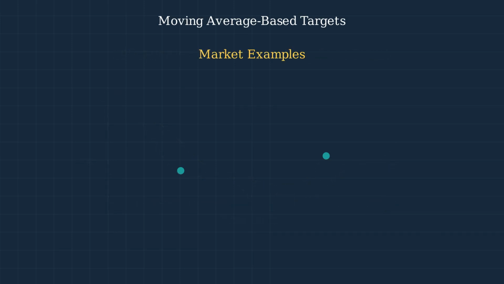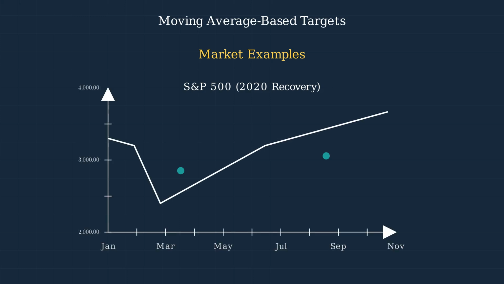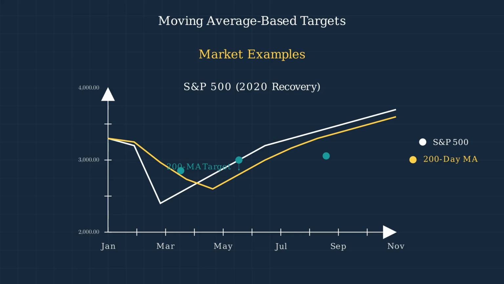Let's look at real market examples where moving averages acted as price targets. During the 2020 market crash, the S&P 500 found support at its 200-day moving average during the recovery phase. As the market bottomed, the 200-day moving average created both resistance and eventual support levels. Moving averages offered precise price targets during this volatile period.